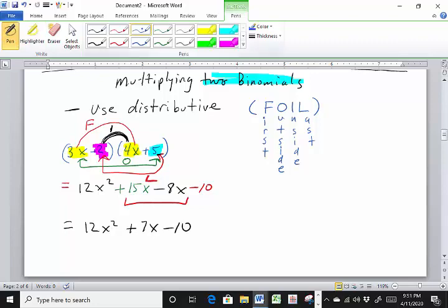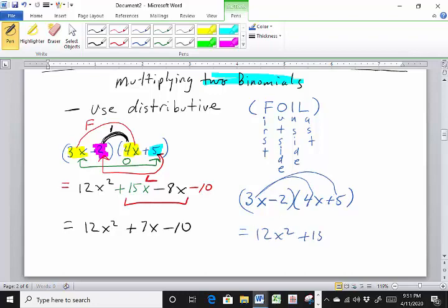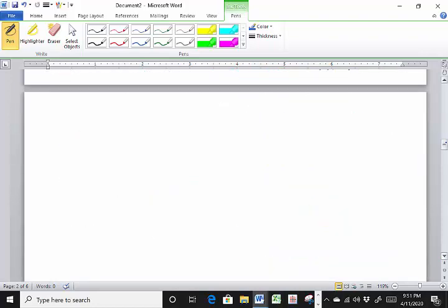So if I just forget this FOIL thing here and just say, all right, I'm just going to use the distributive law. Well, it's this times this. That's 12x squared. This times this is 15x. This times this, minus 8x. And this times this, negative 10. Okay? And then, of course, you get 12x squared plus 7x minus 10. All right? Okay, let's do another example. All right?